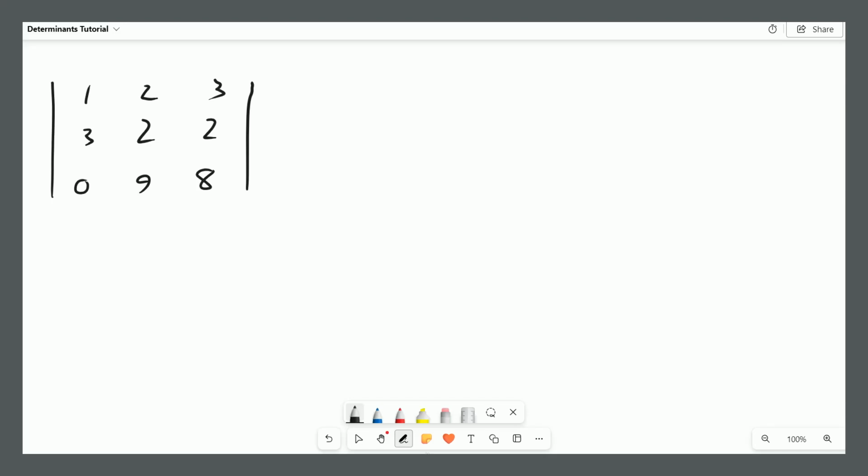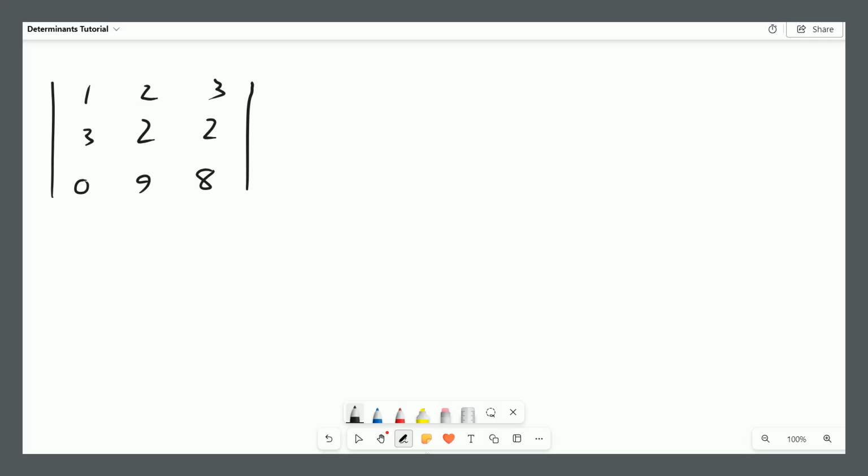How's it going, everyone? This is a tutorial on how to calculate determinants. And this is a strategic game. There's many different ways to get the determinant of a matrix, so we're going to see what's the optimal way to do it. So let's get into it.